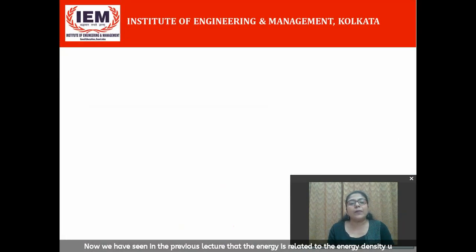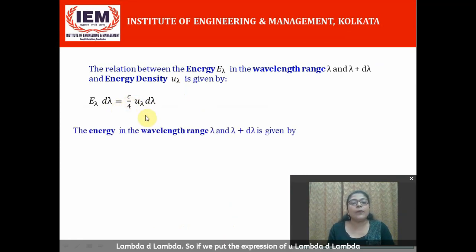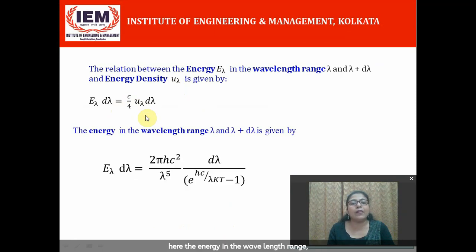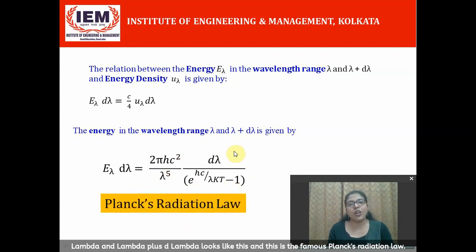Now we have seen in the previous lecture that the energy is related to the energy density u lambda as E lambda d lambda equal to c by 4 u lambda d lambda. So if we put the expression of u lambda d lambda here, the energy in the wavelength range lambda and lambda plus d lambda looks like this. And this is the famous Planck's radiation law.